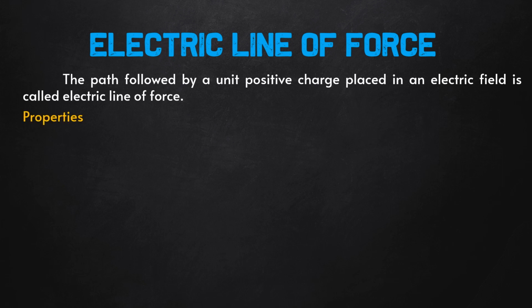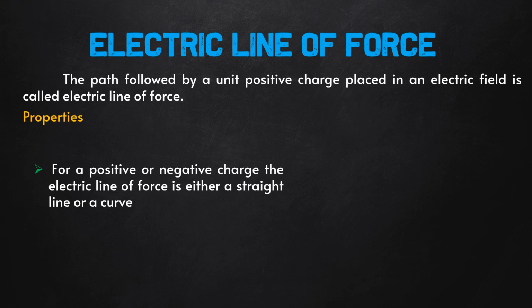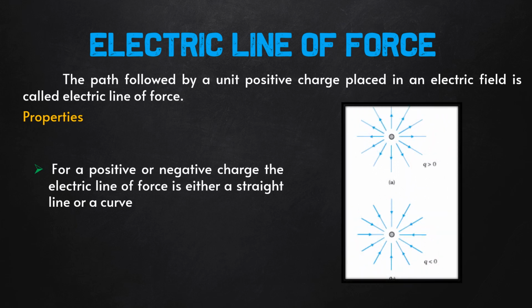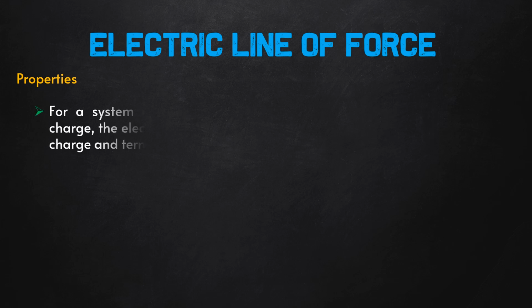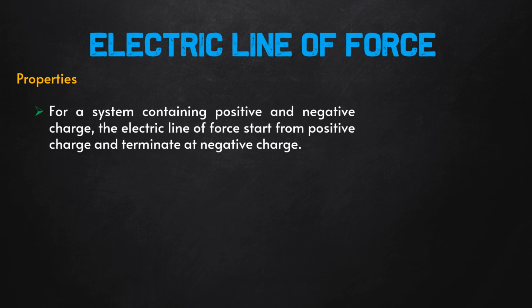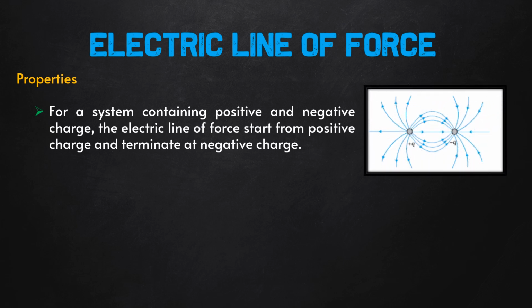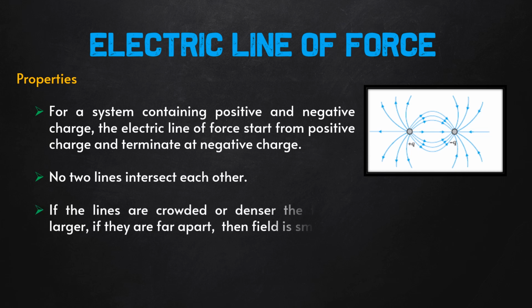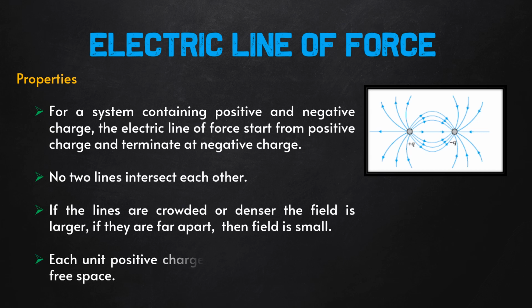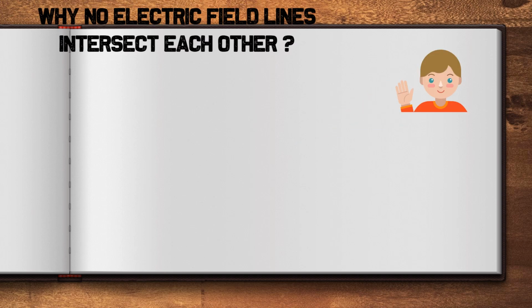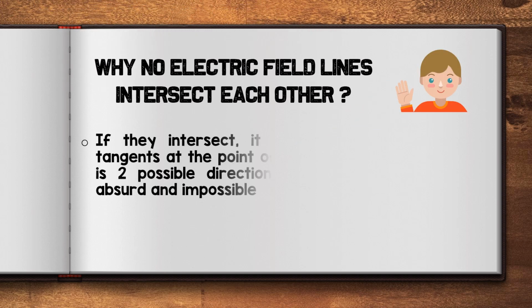Let me discuss the properties of electric lines of forces now. For a positive or a negative charge, the electric line of force is either a straight line or a curve. For a system containing positive and negative charge, the electric lines of force start from the positive charge and terminate at the negative charge. No two lines intersect each other. If the lines are crowded or denser, the electric field is larger. If they are far apart, then the electric field is small.